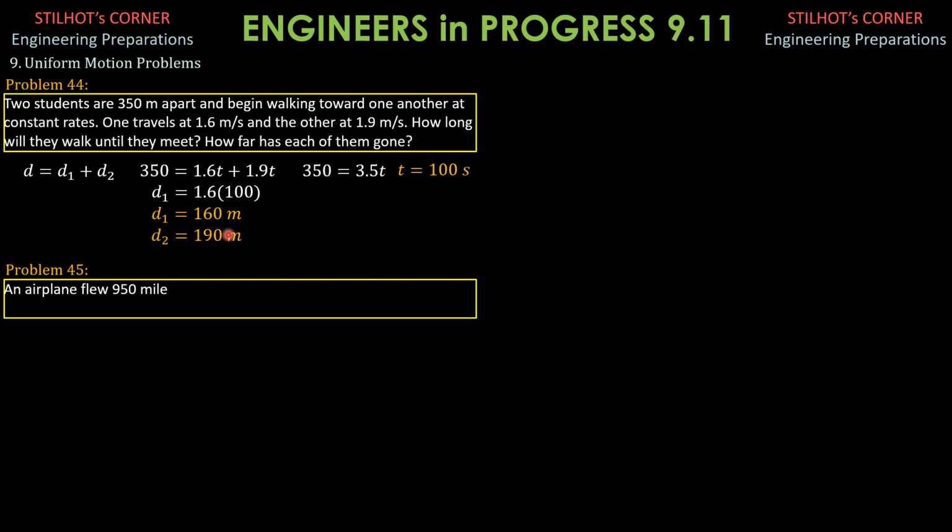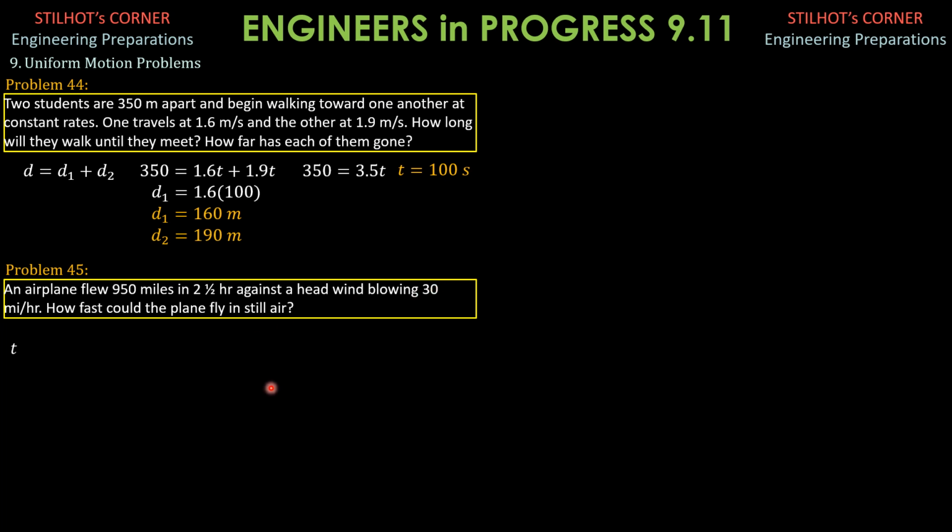Problem 45. An airplane flew 950 miles in 2.5 hours against a headwind blowing 30 miles per hour. How fast could the plane fly in still air? So time is equal to distance, 950 miles, divided by effective rate or effective speed. The effective speed is the speed in still air of the plane, which is the unknown here, minus the speed of the wind, because this is a headwind, so it is to be subtracted from the speed of the plane in still air, so minus 30.